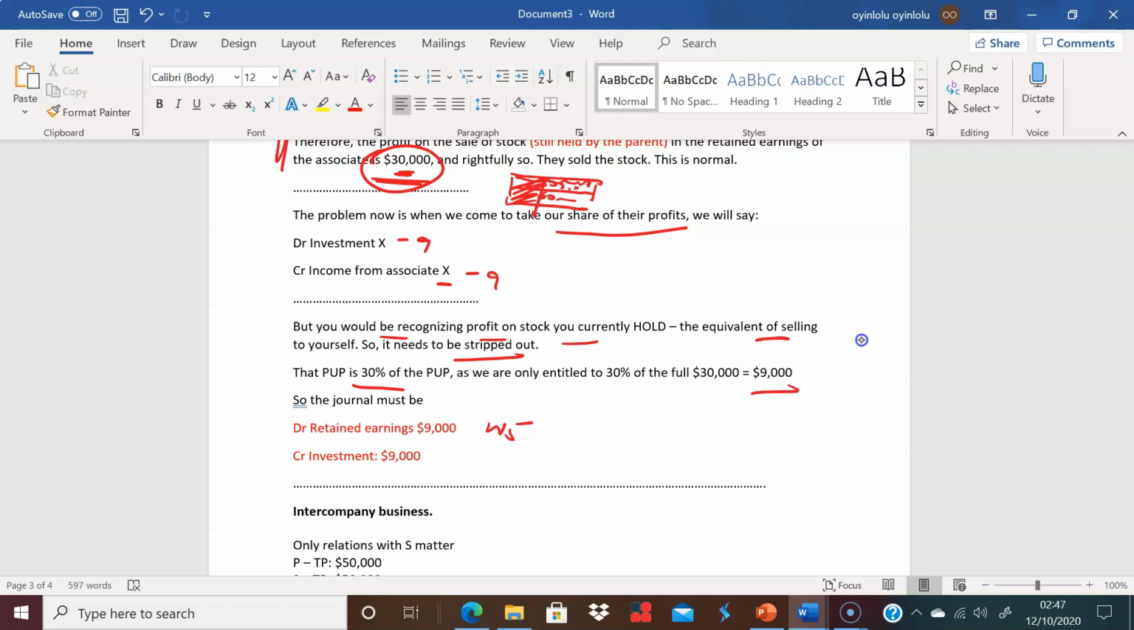So your approach is always to find what the PUP is and literally just debit retained earnings and credit the investment, right? And credit the investment. And that's what's happened here.